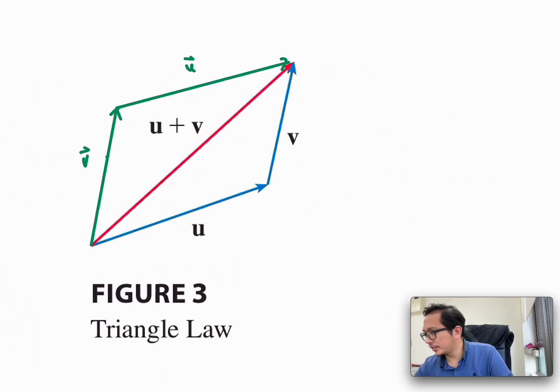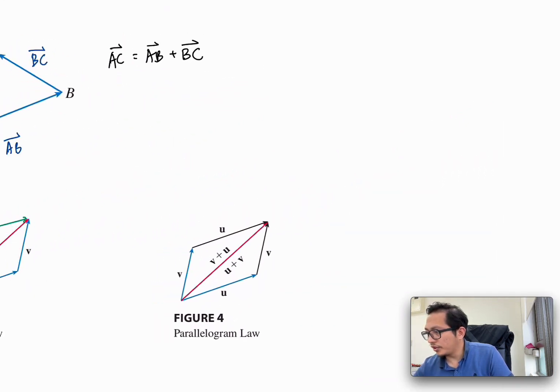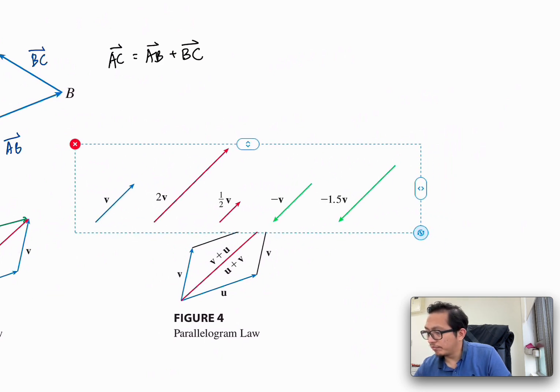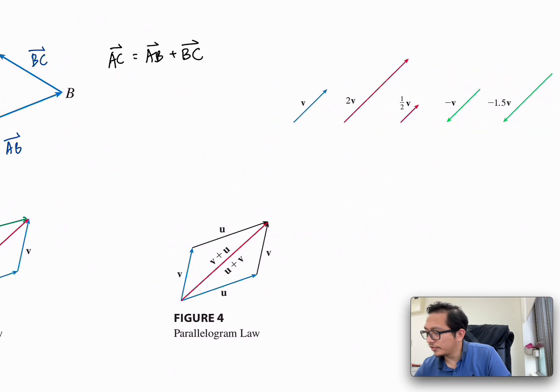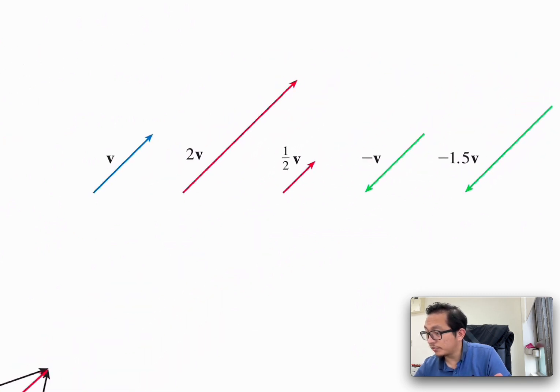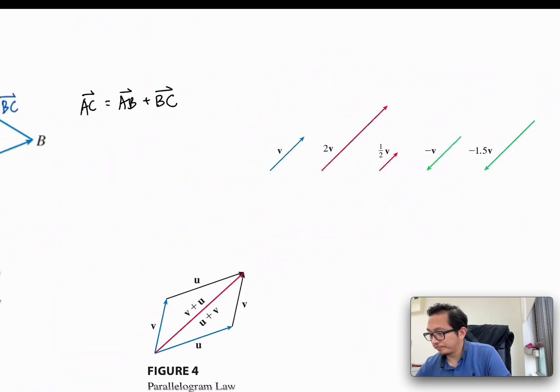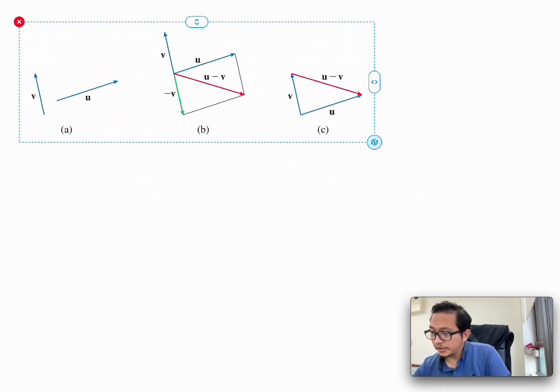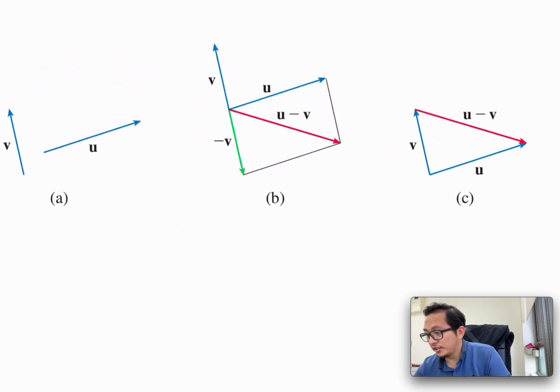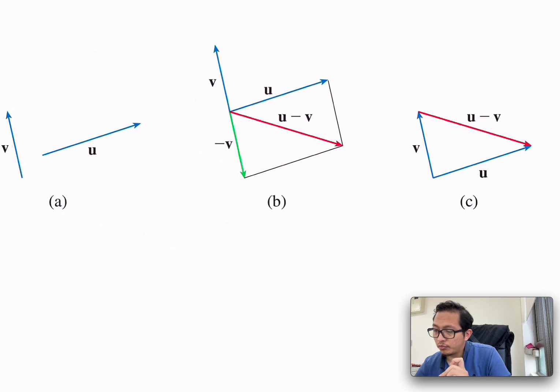And then what else do we have is, we could also multiply the vectors with a scalar. So we can make it twice, make it smaller, make it in different directions, the opposite direction as well, multiply with a negative. That's how we can play with our vectors, okay? Next is the subtraction. Subtraction is basically the same thing as the addition, but the difference is we need to multiply one of the vectors with a negative.